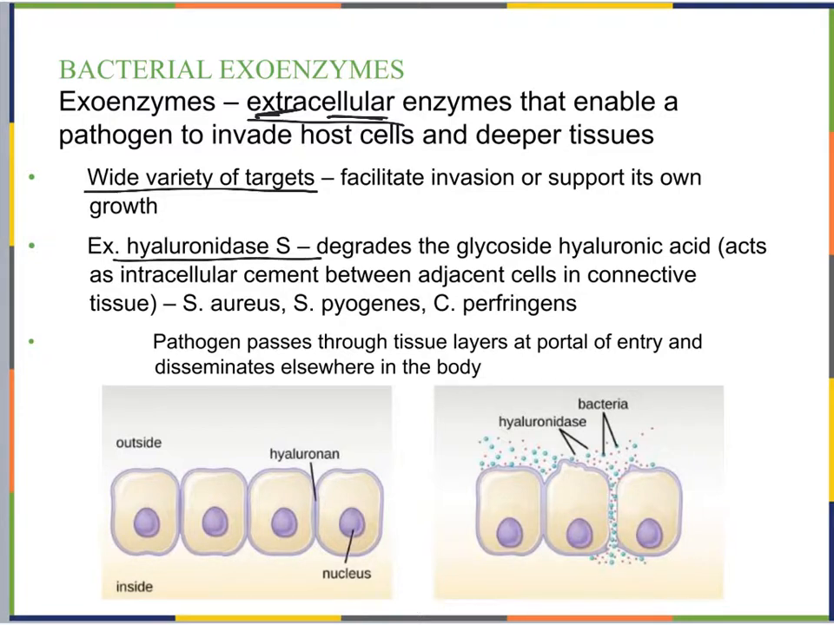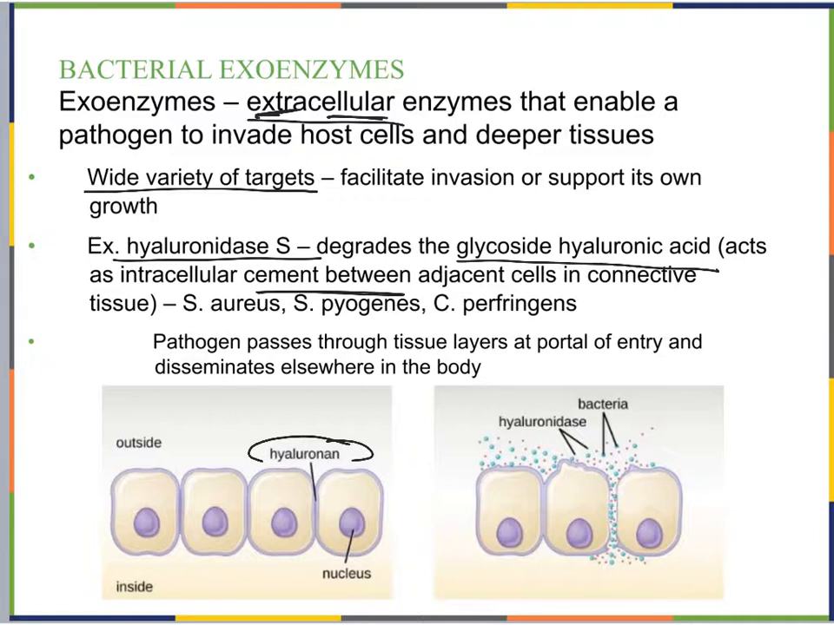Hyaluronidase, and this degrades the glycoside hyaluronic acid, which acts as an intercellular cement between the adjacent cells in the connective tissue. So if we look at the image down here, we have our hyaluronic acid, which is between the cells, and it is kind of gluing those cells together, making sure that nothing can get through them or between them to get further into the body. So it's within this connective tissue holding the cells together, and its function is to protect the body.